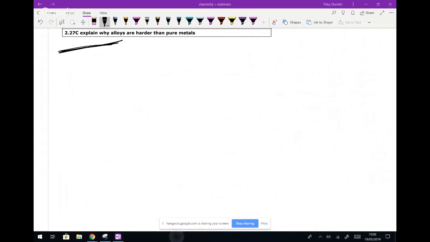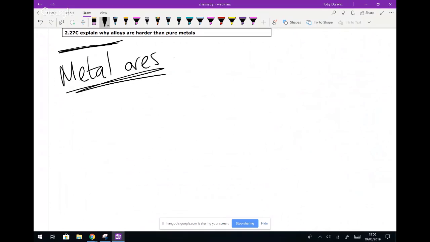So, okay, now the first thing we need to talk about, guys, is metal ores. Now, metal ores actually gains a definition at this point. So our definition is a rock. And in fact, I'm going to bullet point this and show you where the marks come from.